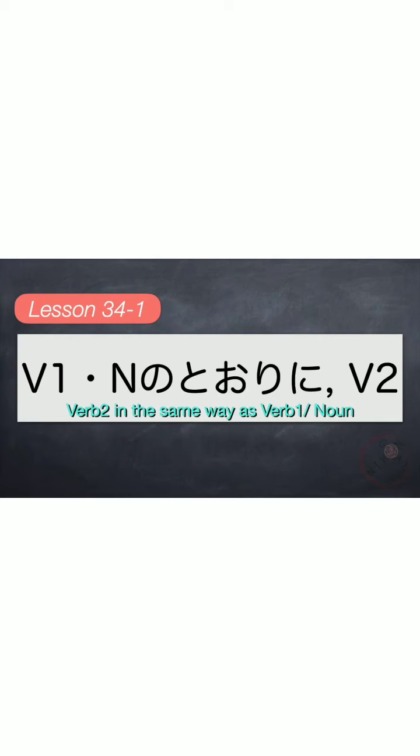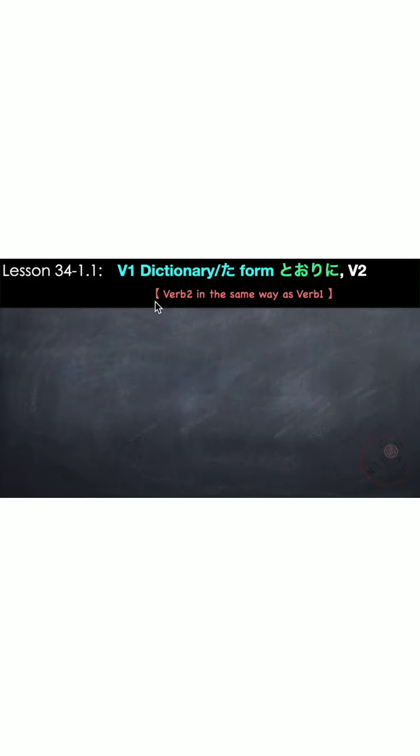The first one is verb 1 or noun の通りに verb 2. So here it means verb 2 in the same way as verb 1 or noun. Meaning to do or copy exactly what someone has seen, heard, learned, and so on. Dictionary form is used when the action is going to happen from now on, while ta form is used when the action already happened.